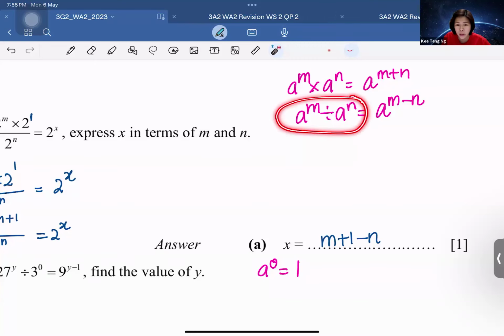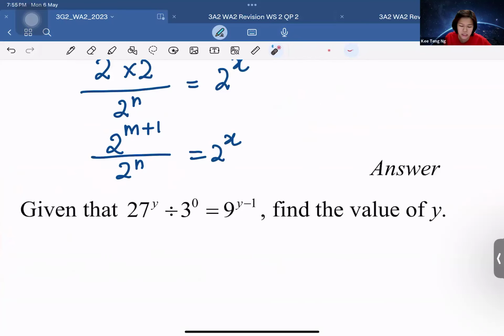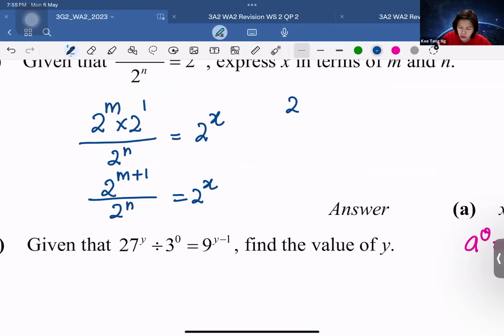Okay, so when I have division, the power subtract. So in this case, I have this power, I need to subtract. This one is divided, right? I need to subtract which one? I need to subtract n. So in this case, I will have 2 to the power of m plus 1 minus away whatever this power over here is. To be cautious, if this one has, let's say, more than one term, I'll put a bracket.